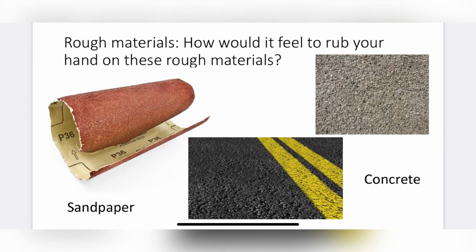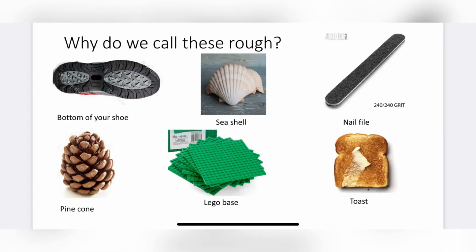Now here we have these kind of materials. These are rough. How would it feel to rub your hands on these materials? Now, rough means that something is bumpy and jagged. When you run your hand across something rough, it will hurt. It might even scrape up your hand. Each of these objects are bumpy. If we ran our hand over the object, all those bumps would stick out and hurt our hands. It would be very uncomfortable.